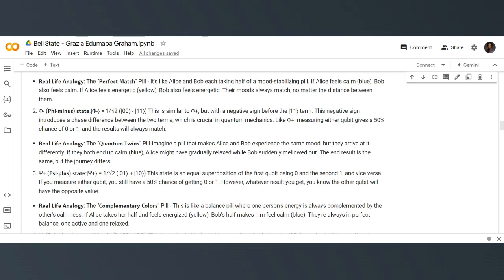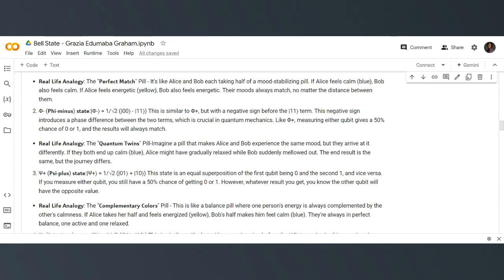Then we have the phi minus state. Remember, all of this is done with a quantum circuit. The phi minus state is similar to the phi plus state, but with a negative sign before it. The negative sign introduces a phase difference between the two terms, which is crucial in quantum mechanics. Like the phi plus, measuring either qubit gives a 50% chance of 0 or 1, and the results will always match. Let's use a real life analogy.